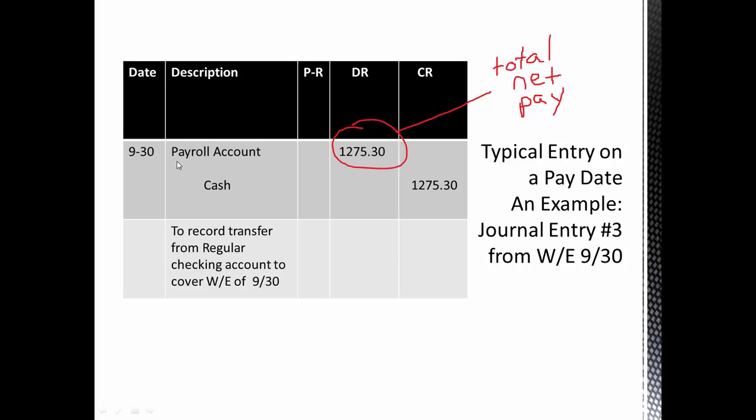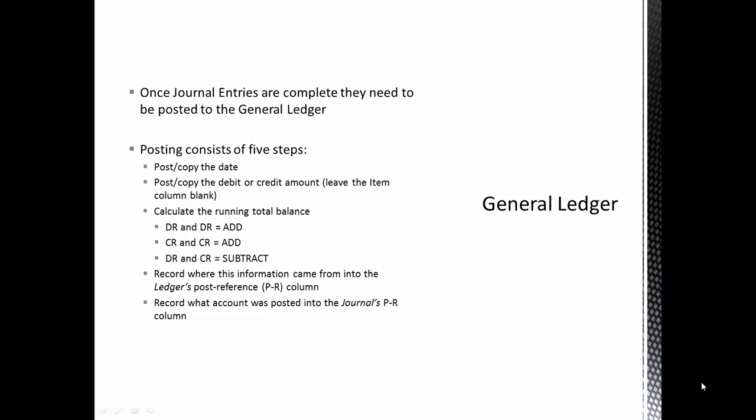So here we're going to debit the payroll checking account $1275.30, and credit cash, which is the regular checking account, for the $1275.30. Debits equal credits. Here's my explanation: to record a transfer from the regular checking account to cover the week ending of 9/30. At this point, you're typically done with journal entries from the typical regular payday.